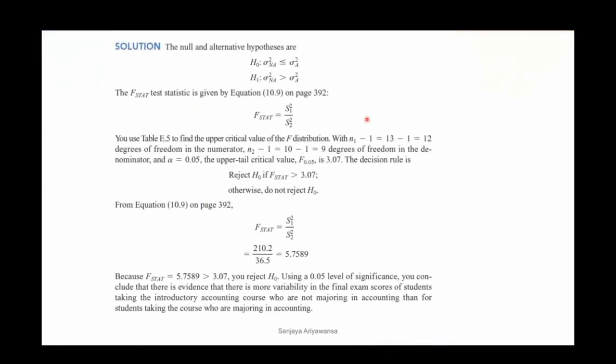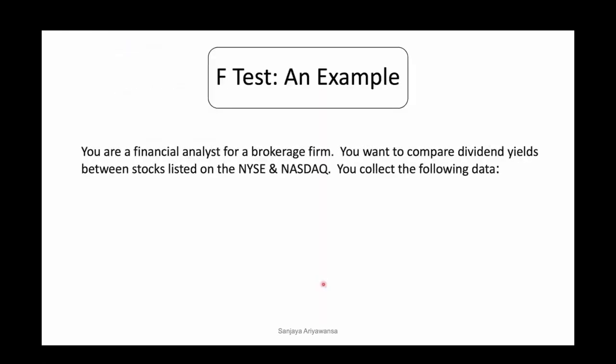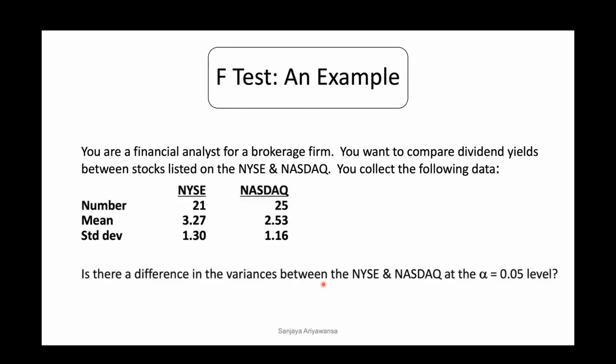You calculate it and you get 5.75. So we see that because your F test statistic is greater than your critical value, you reject H0 and you go on to the conclusion over here. So let's look at one more example just to get an understanding, the same example which we did before, asked in a different way.